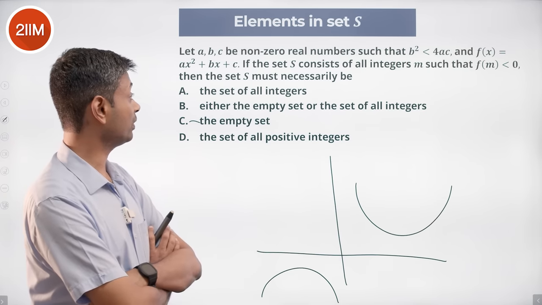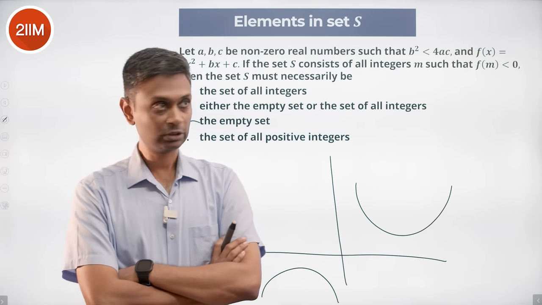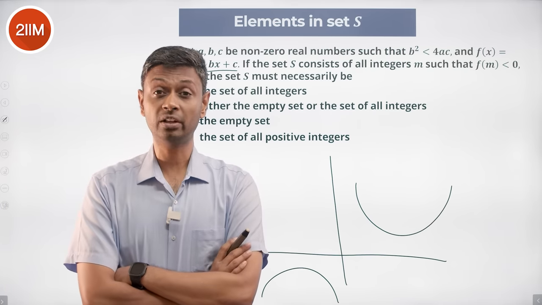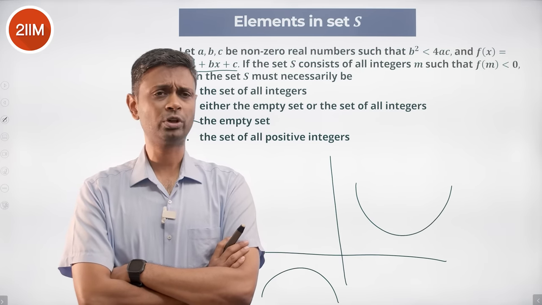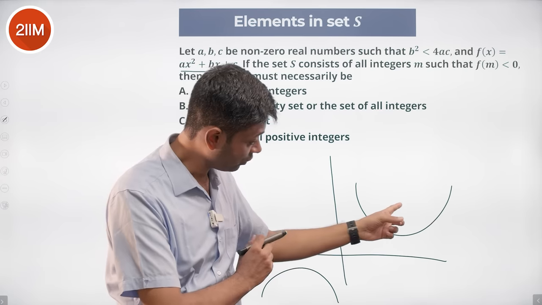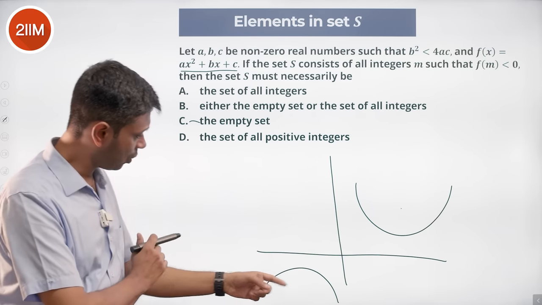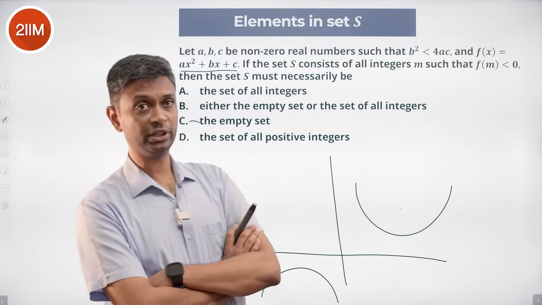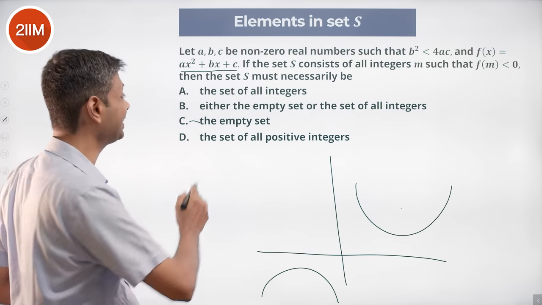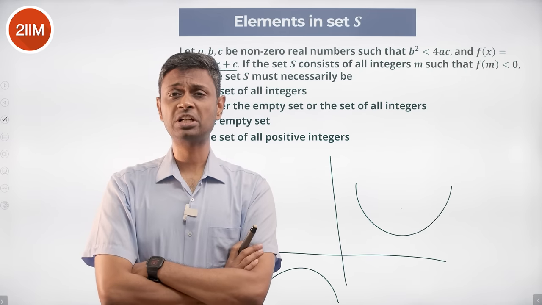So f of x is either always greater than 0 or always less than 0. This can never go to 0. In one case, the set of all integers where f of m is less than 0 is a null set. In the other case, it is all possible integers. So either the empty set or the set of all integers. That's the right answer. Absolutely delightful question.